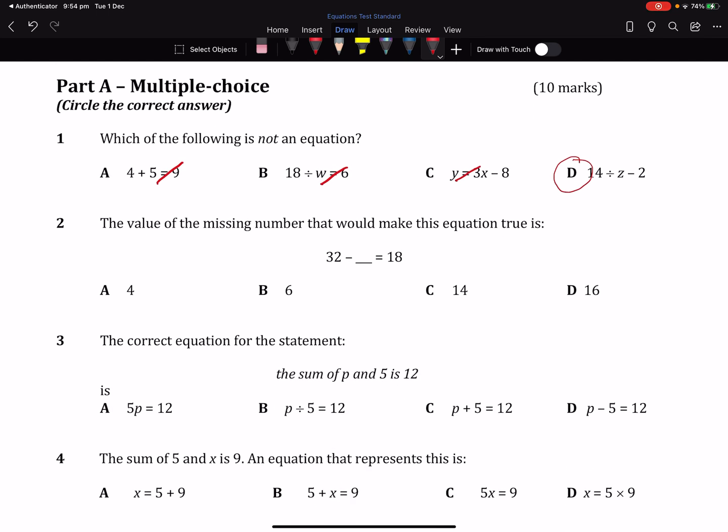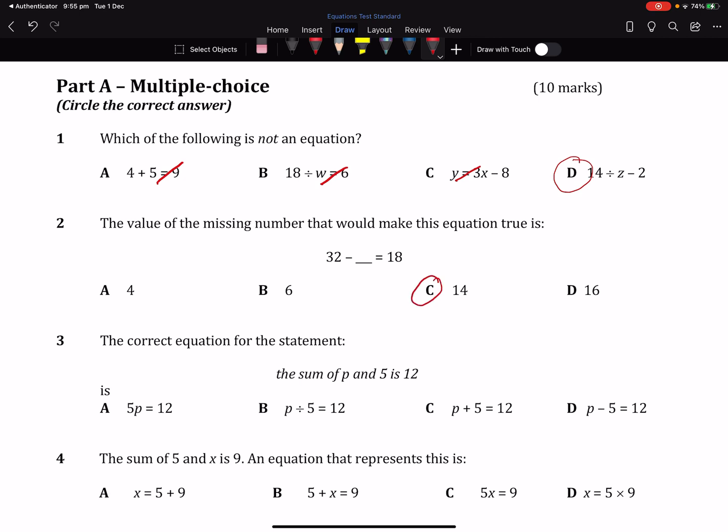Number 2, the value of the missing number that would make this equation true is... So we could do an actual proper solution, but it might be quicker just to do a little bit of trial and error. So we're trying to get to 32 from 18. 18 plus 4, of course, will not be 32. 18 plus 6 cannot be 32. 18 plus 14 would be 32. So that would be the answer C.